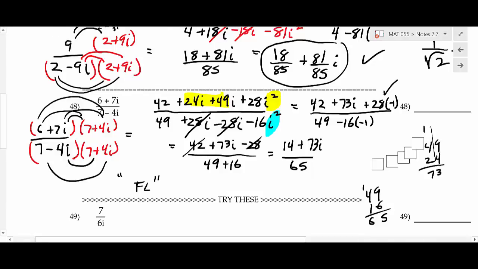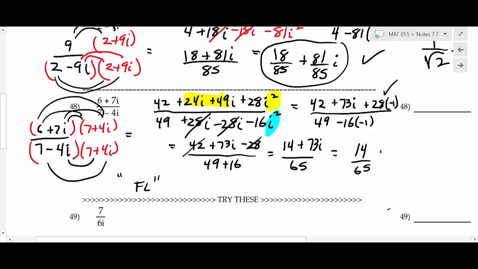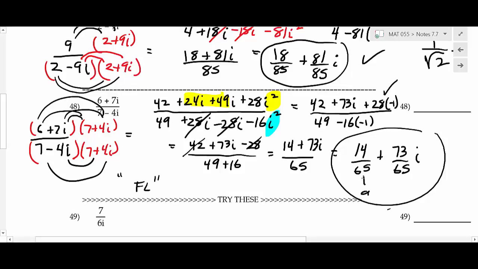The details of that are not too hard. They're applying things that we've been doing. So the last thing I always want you to do on these problems is to just break it up into two parts. So how do we do that? We say 14 over 65, plus 73 over 65 i. That's how I want you to write your answer. I like that. So at the very end, don't forget to do that. Okay, and the reason is because we want a, which is this, plus bi, which is that.